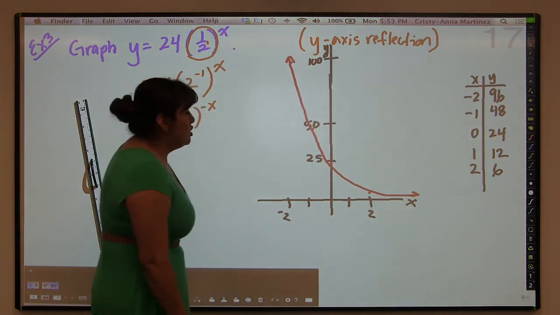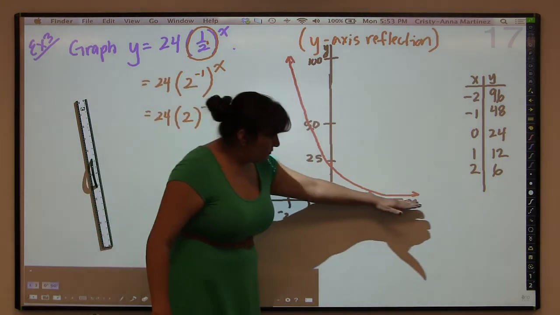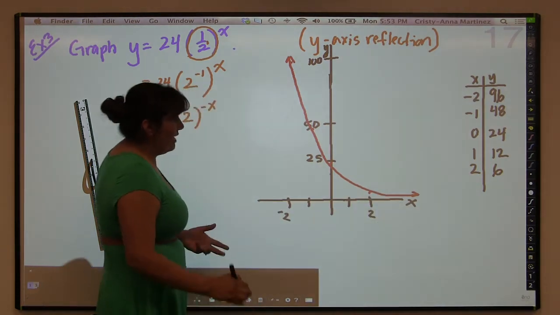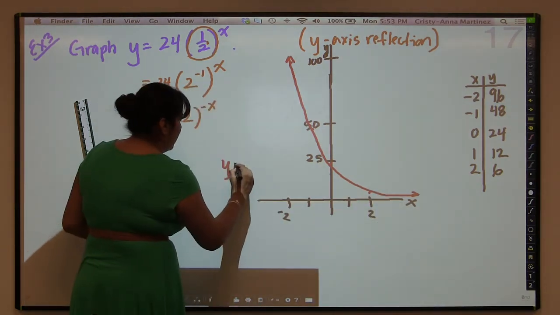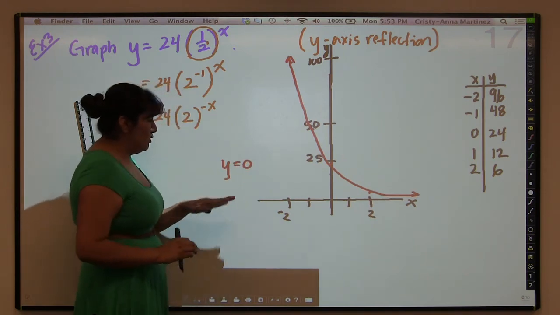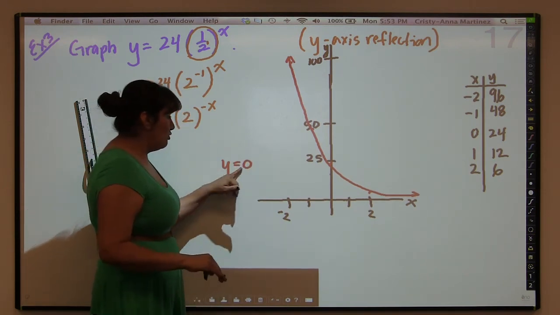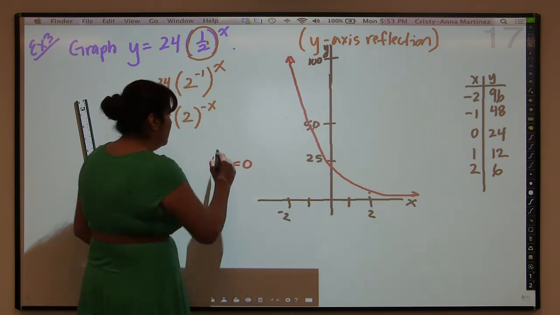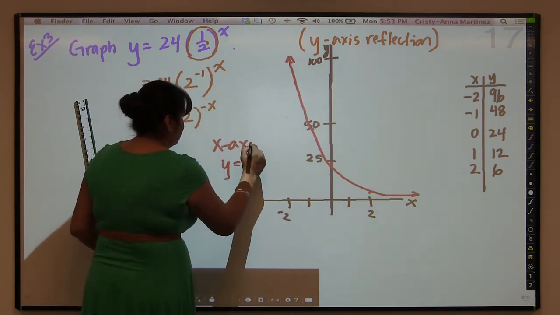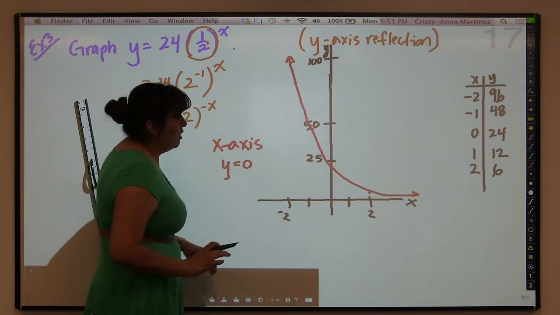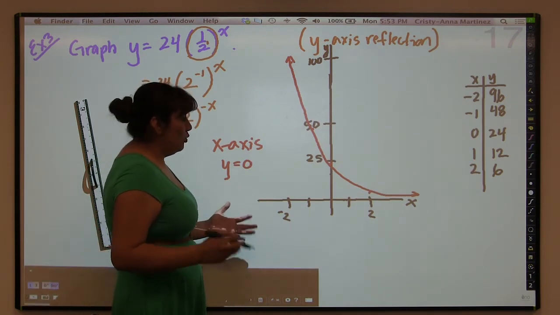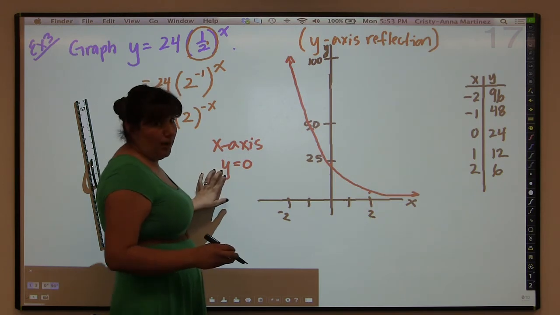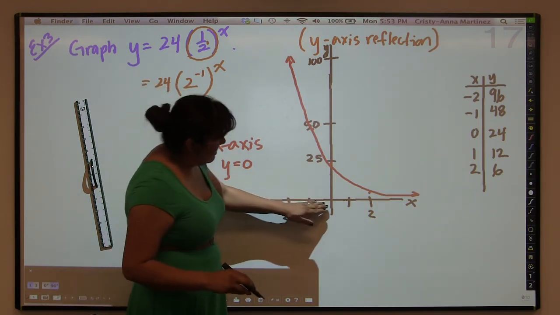There's your graph. Notice the asymptote right here. It's not crossing the x-axis. By the way, that equation is y equals 0. The equation y equals 0 is a horizontal line going through 0 on the y-axis, which is basically the same thing as the x-axis. So another way of saying x-axis is the line y equals 0. So if they were to ask you what is the horizontal asymptote for this function, the answer would be y equals 0.